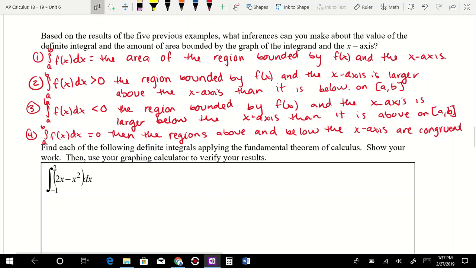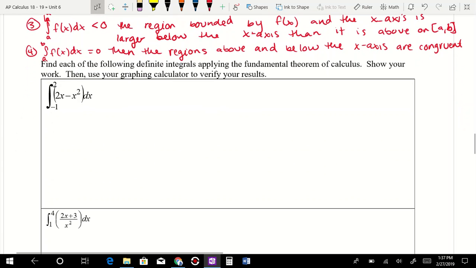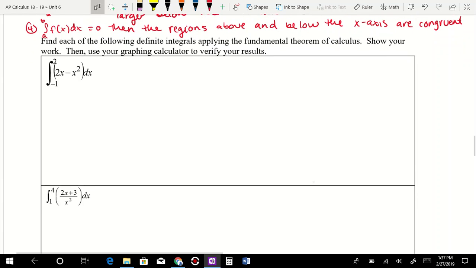Okay, so it doesn't mean they look the same, it just means that they have the same area, they have the same space. So what we're going to do now is apply the fundamental theorem of calculus to the definite integrals below, and we can use our graphing calculator to verify our results, and I'll show you how to do that tomorrow in class. Okay, so I'm not going to do all of these problems, I'm only going to do one, and that'll be the first one.